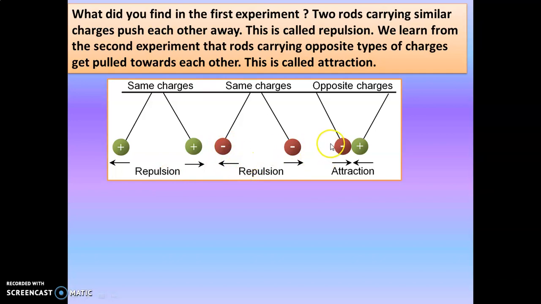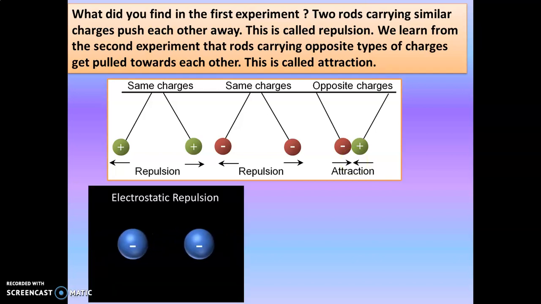And what is happening here? When two rods have opposite charges, they are attracted towards each other, or they pull towards each other. This is called attraction. So same charges moving away from each other is repulsion, and different charges coming close to each other is called attraction. Now see, this is called electrostatic repulsion.